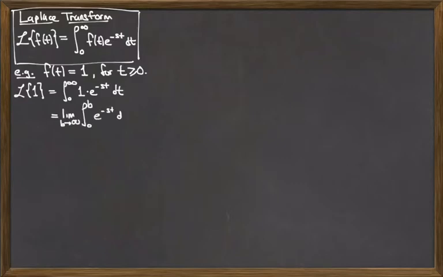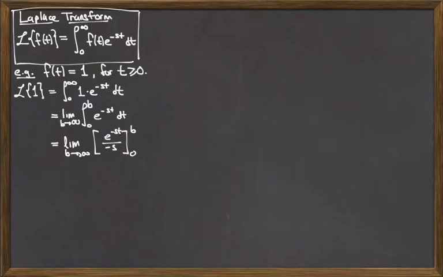By definition of an improper integral, it's a limit of a definite integral, so I'm going to have some parameter b that will go to infinity, and I'll integrate from 0 to b e to the minus st. I really didn't need to write this factor of 1, so I just dropped it. We're going to find an antiderivative for e to the minus st and then evaluate it between 0 and b.